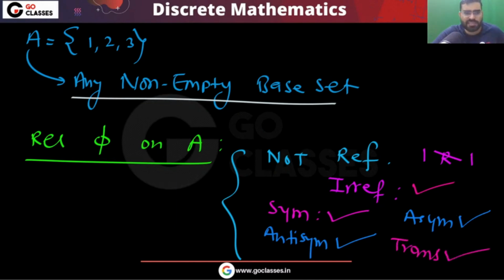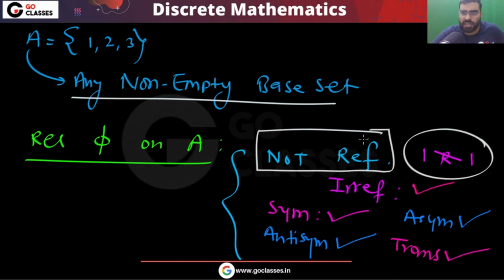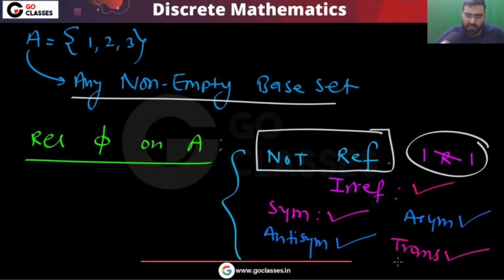So the only violation happens for reflexivity, because 1 is not related to 1. There is no other violation. There is no violation of transitivity, no violation of asymmetric, no violation of antisymmetric, no violation of irreflexive. So you can see that the only violation is the property reflexive.